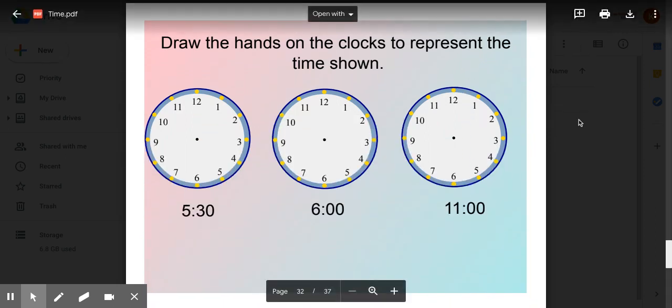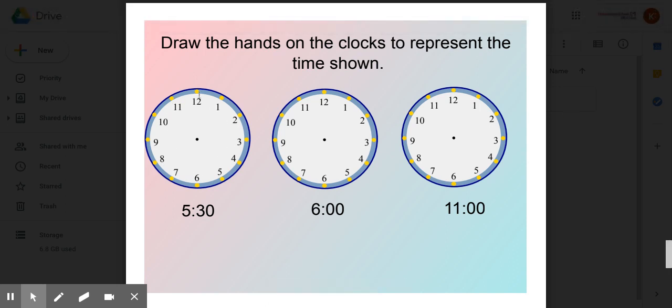So first we are going to warm up by drawing the hands on the clocks to represent the time shown. To do this together, I want you to pause the video and draw 3 analog clocks. Make sure you have the numbers 1 through 12 in the spaces they need to be. So go ahead and do that, and then together we will draw the minute hand and hour hand. Ready? Pause.